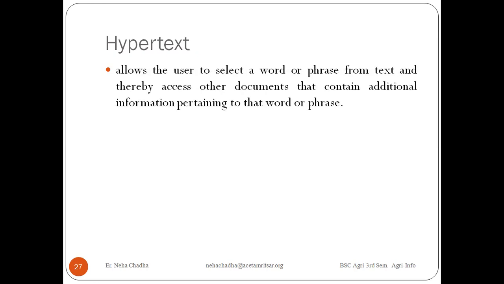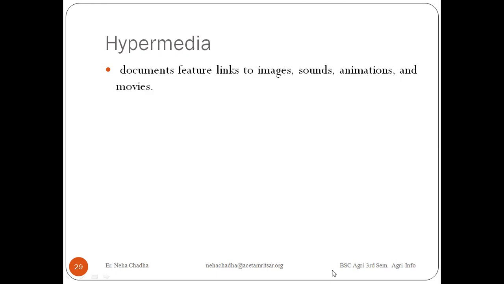Okay, then comes the hypertext. When some text, phrase, or word is given, and you click on that particular word, your control will go to the next page. This is called hypertext. It allows the user to select a word or phrase from text, thereby accessing other documents that contain additional information pertaining to that word or phrase. Then comes the hypermedia, and media here means images, sounds, animation, and movies. By clicking on images, sounds, and animations, you can move to another link, which is called hypermedia.